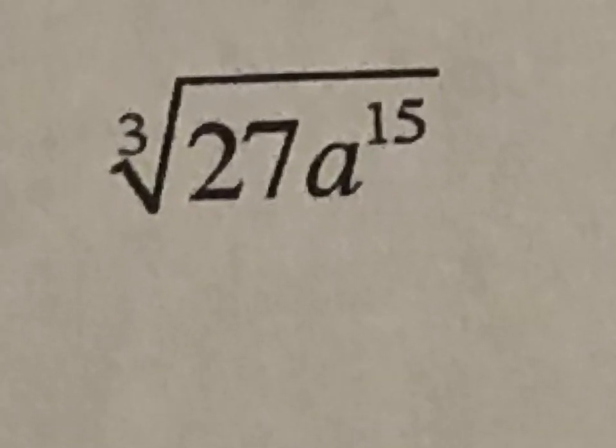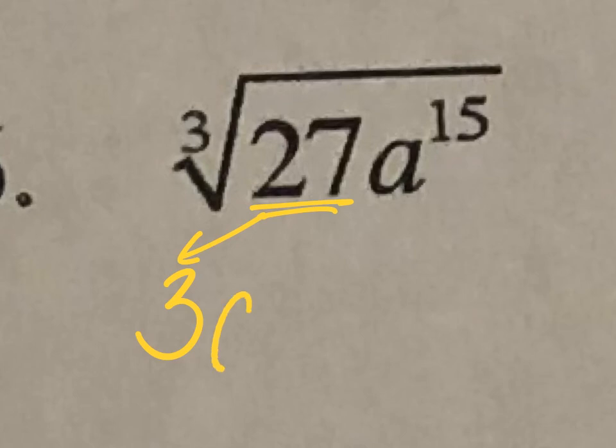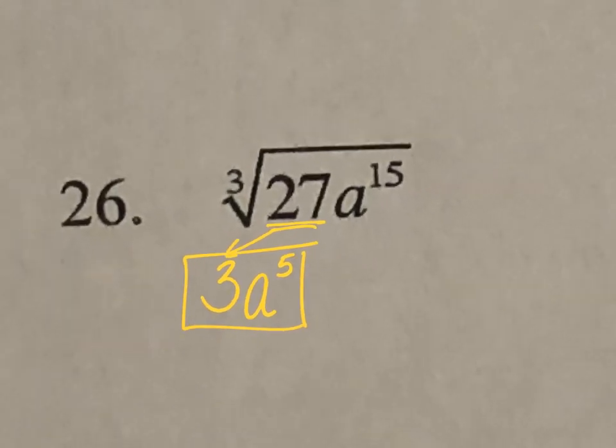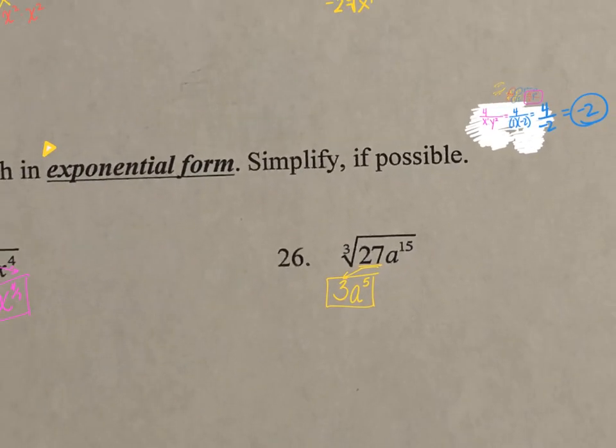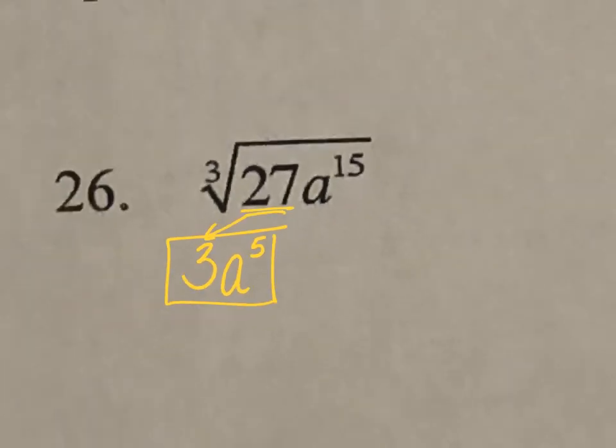Here, cubed root. Let's look at this. Can you take the cubed root of 27? The answer is yes. The cubed root of 27 is 3, so that's going to come to the outside. Can you get 3 from 15? Yeah, you can get 3 from 15 5 times. So you get 3a to the 5th. That's your final answer. Okay, and there's no reason, this is in exponential form. We don't have to change anything. So I always think it's easier to simplify before you do anything else.